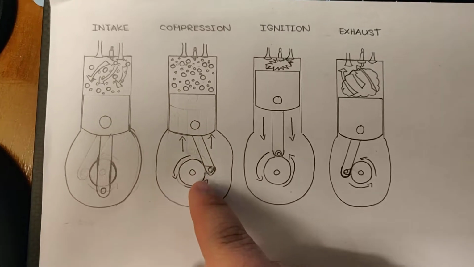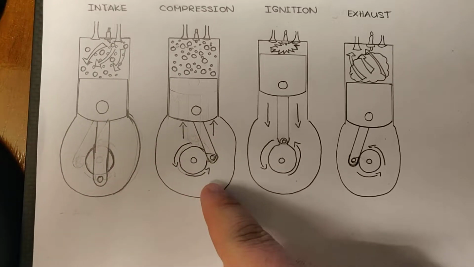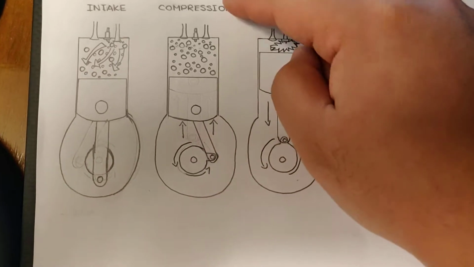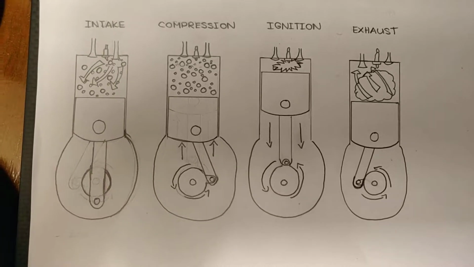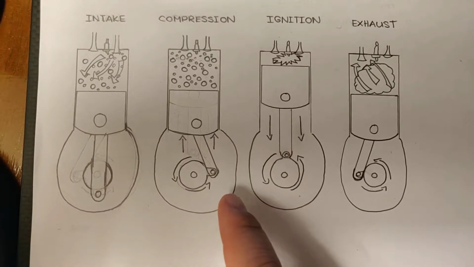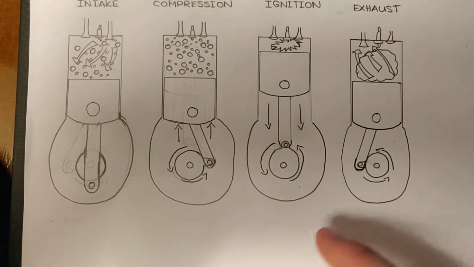In the second stage, otherwise known as the compression phase, as the crank here continues to turn, the valve from the intake stage closes as the piston is pushed upwards into the cylinder. In doing so, the gasoline and oxygen inside the chamber is packed and squeezed together, and hence the name compression.